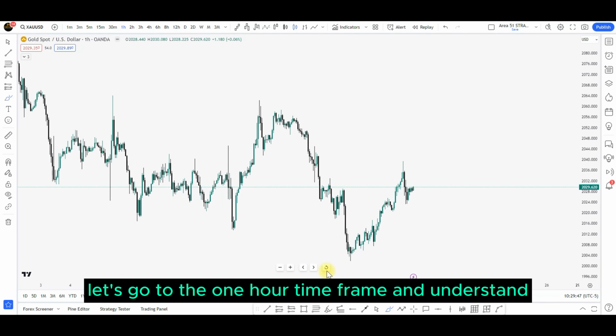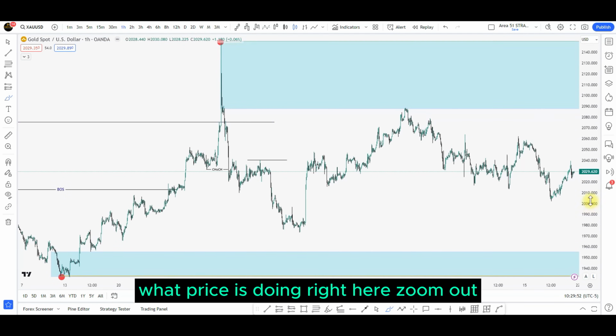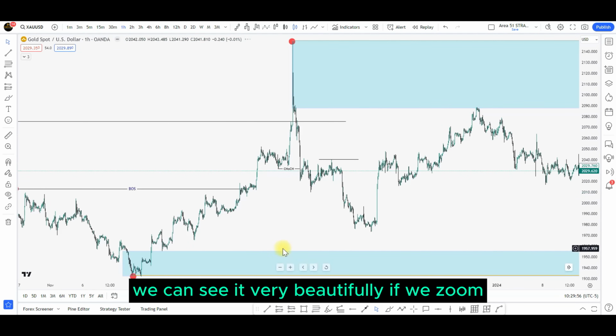Let's go to the 1-hour time frame and understand what price is doing right here. Zoom out. We have the change of character right here. We can see it very beautifully.